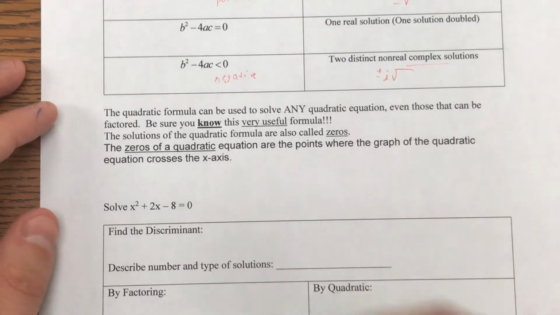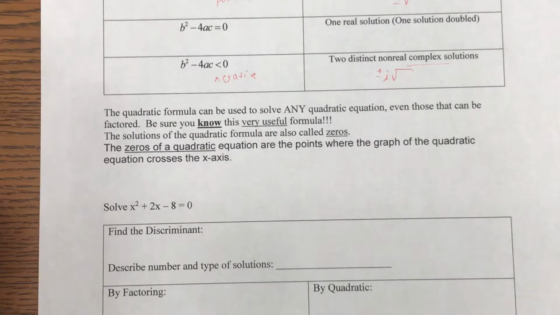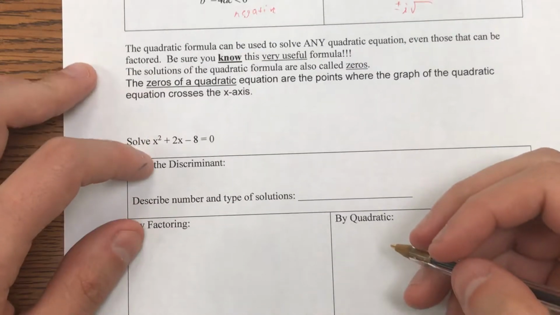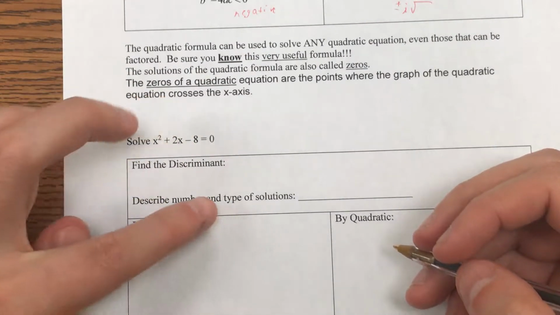So that's its plus right there. It can be used for anything. There's no ifs, ands, or buts. So first thing we're going to do in these things is to find the discriminant to see how many and what type of solutions there are.